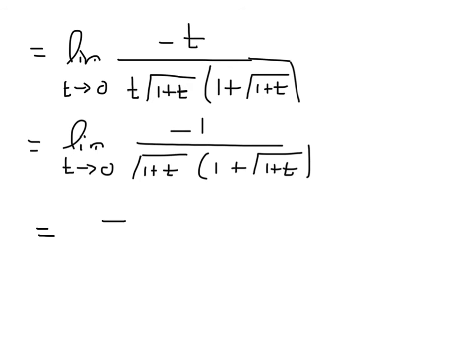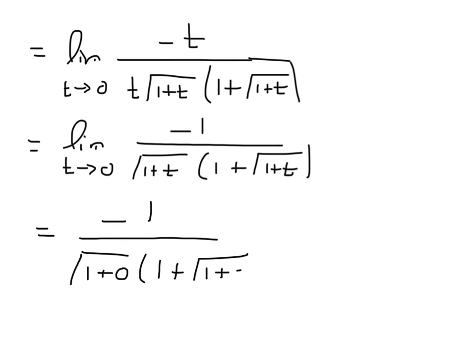Alright, so now we take the limit. I stop writing limit at this point because I'm actually taking the limit, and I get root 1 plus 0. Write it all out in one step here. 1 plus root 1 plus 0. And what is that? Well, it's minus 1 over root 1 is just 1, and over on the right we have 1 plus 2. 1 times 2 is 2. So our answer is minus 1/2.